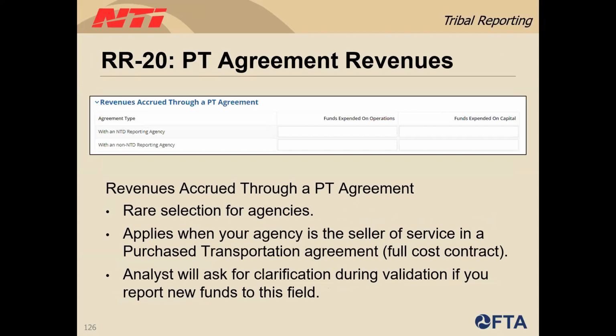The next section is revenues accrued through a purchased transportation or PT agreement. You should report funds to this section if you receive revenues from another agency that pays for the full cost of a service that you provide, as long as it meets the NTD definition of purchased transportation. This is really a rare selection for agencies, so please discuss this with your analyst if you believe you should report new funds to this field.